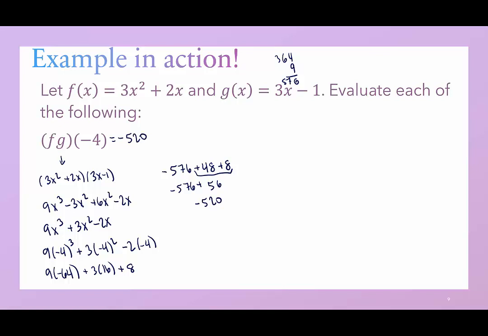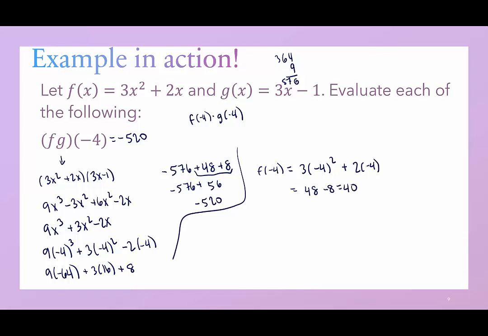Now I'm going to do each one separately at -4, and then I'm going to multiply those results together. This is f of -4, and g of -4. Okay, so f of -4, we have 3 times -4 squared plus 2 times -4. -4 squared is 16. 16 times 3 is 48. And 2 times -4 is -8. Ooh, that's nice. I get 40. I can handle 40. So we have +40. And it's going to get multiplied to g of -4, which is 3 times -4 minus 1.